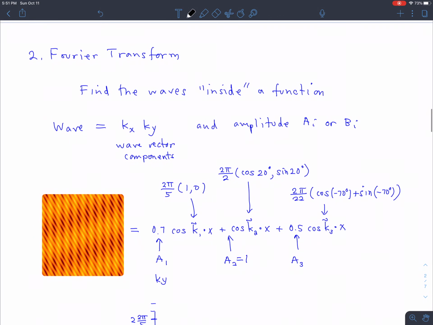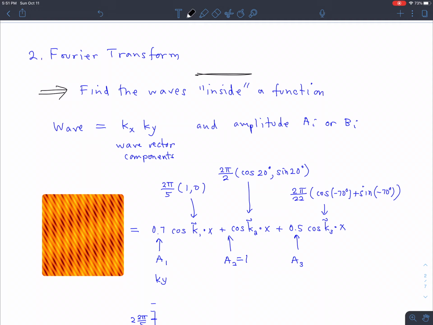Now, when we were analyzing our pictures from the STM, we did the reverse. We wanted to find the waves that were present inside of a function. After all, if you've got a picture, and any picture can be composed of waves, then it follows that you can decompose that picture into waves.